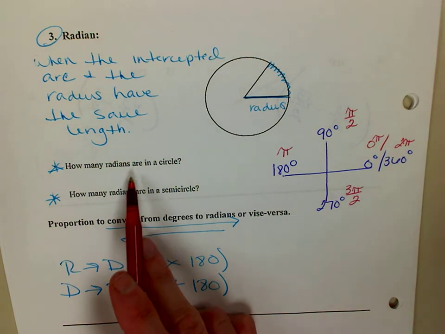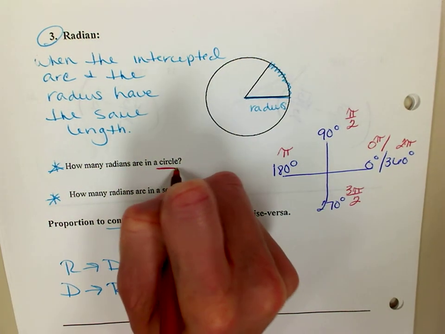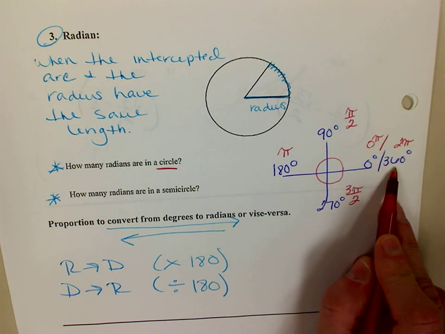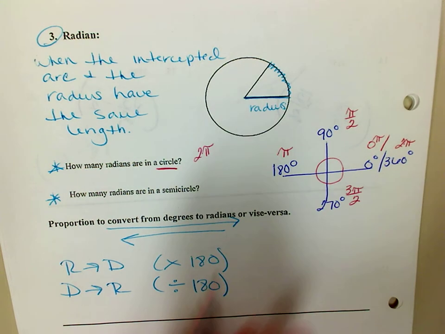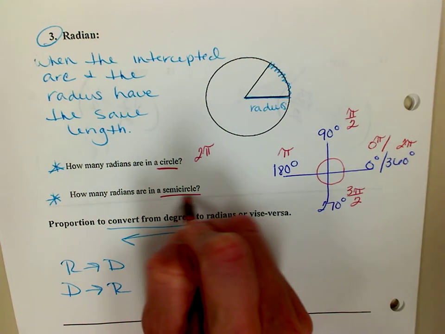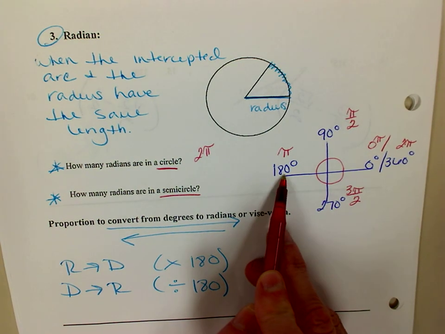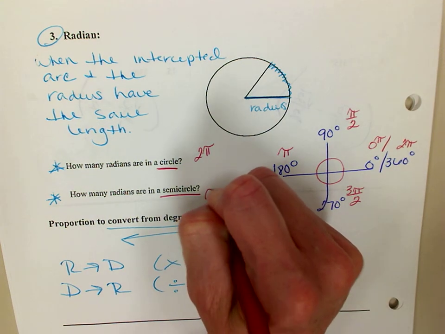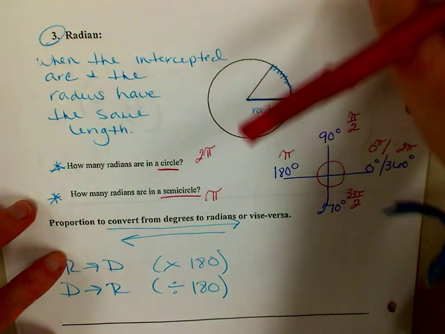Now I can go back and answer these questions. How many radians are in a circle? Well, that's a full circle, 360 degrees, so my answer is 2 pi. How many radians are in a semicircle, which means half a circle? Well, here's half a circle, 180 degrees, so in radians, that would be pi. Okay, let's move on.